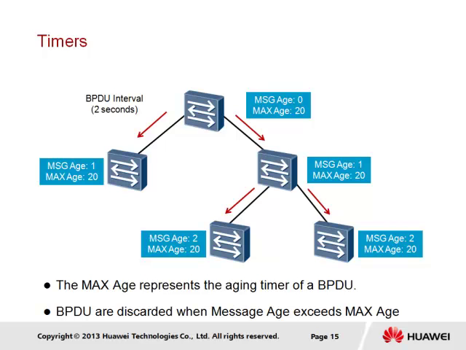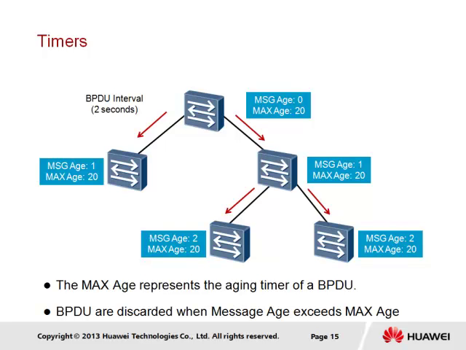The period of time that each switch will wait is based on 2 values. The first is a max age timer that by default is set to 20 seconds for all switches. The second is a message age timer. As BPDU are propagated downstream, they experience some delay of approximately 1 second.